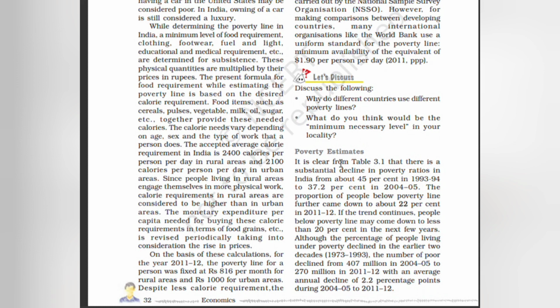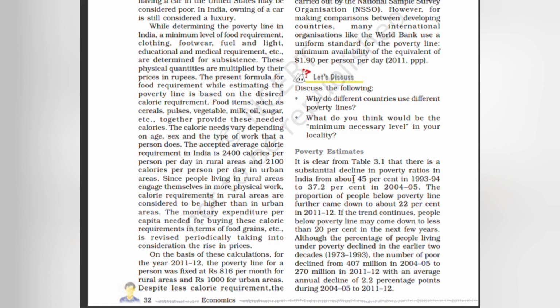Poverty estimates. It is clear from the table that there is a substantial decline in poverty ratios in India from about 45% in 1993-94 to 37.2% in 2004-5. The proportion of people below the poverty line further came down to about 22% in 2011-12. If the trend continues, people below the poverty line may come down to less than 20% in the next few years.